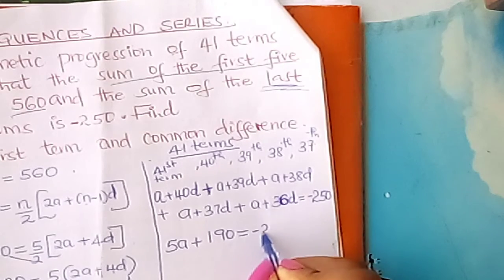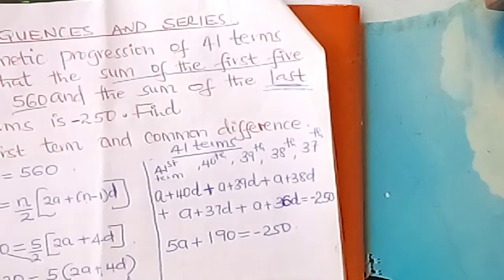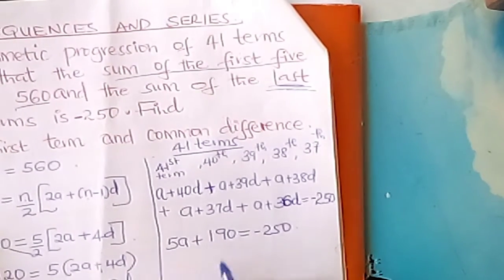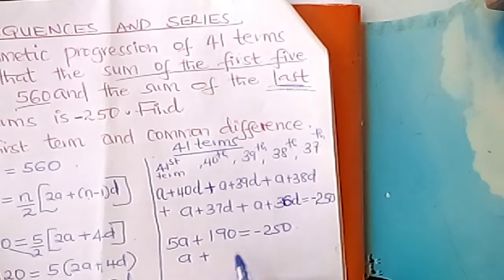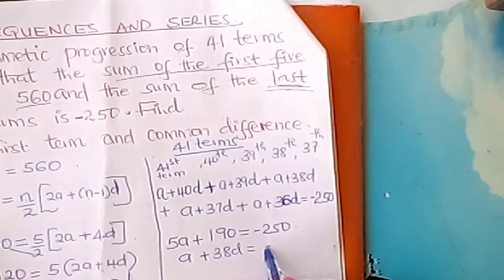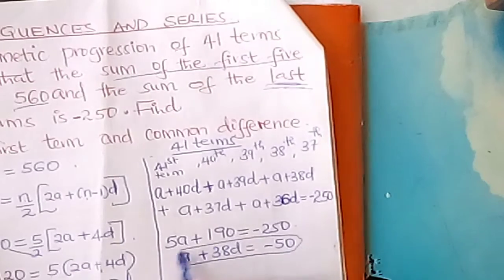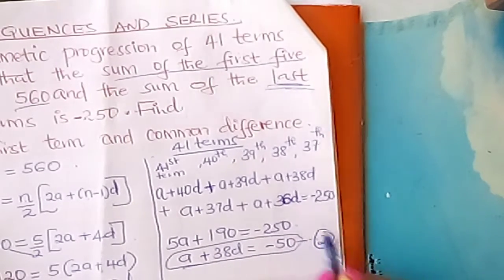190D is equal to negative 250. Divide through, Lana, by 5. Dividing through by 5, what would you get? A plus 8D is equal to negative 50. This is another equation to do with A and D, so call that equation 2.